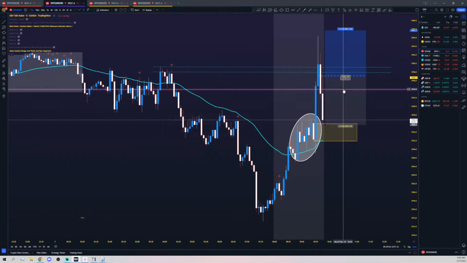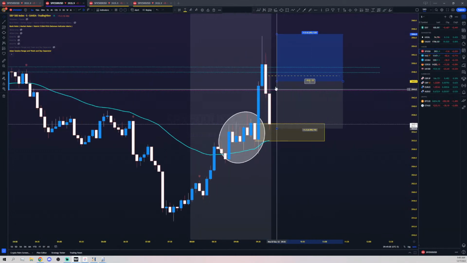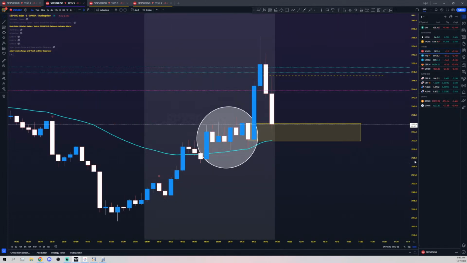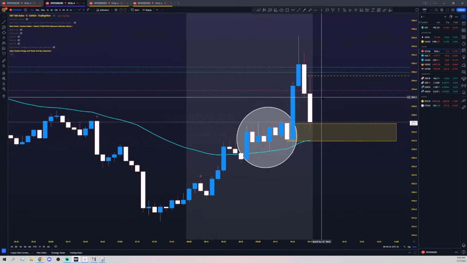That's pretty wide though. Let's see if price can give us a better setup than that. Yeah, it's gonna give us a better one. You see how wide this candle is? This current bearish red candle is bigger than the previous one. So let's just watch actually now.